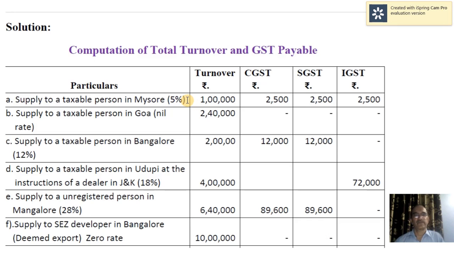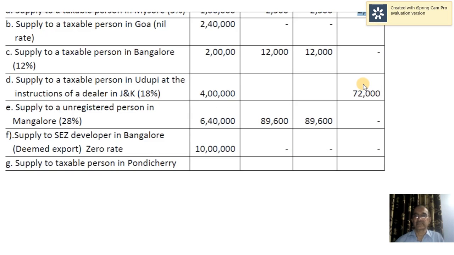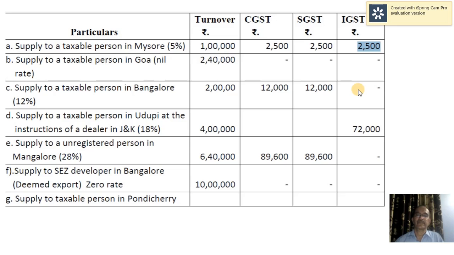Yes. So 5% is divided into 2.5. As a result, on 1 lakh turnover, you are calculating 2.5 each, 2,500, 2,500. I'm sorry, this is not to be taken. Wrongly it is printed there, so it is not to be taken. Next, supply to a taxable person in Bangalore, 12%. Again here it should be divided into 6% each, 12,000, 12,000. 2 lakh into 6%, that comes to 12,000 each.